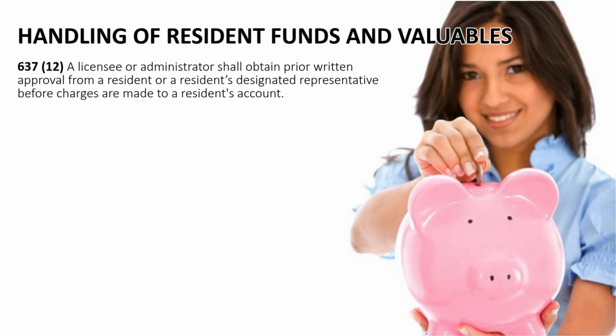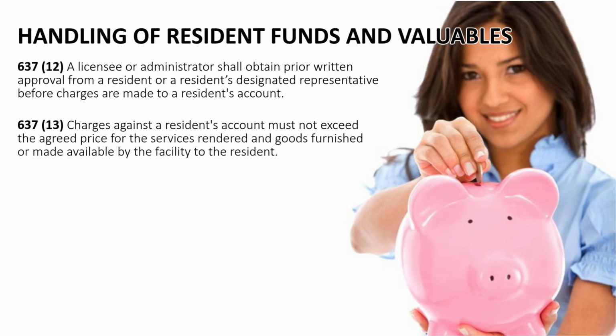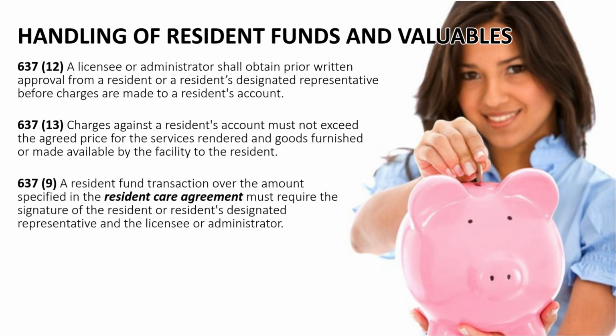A licensee or administrator shall obtain prior written approval from a resident or a resident's designated representative before charges are made to a resident's account. Charges against a resident's account must not exceed the agreed price for the services rendered and goods furnished or made available by the facility to the resident. A resident fund transaction over the amount specified in the resident care agreement must require the signature of the resident or resident's designated representative and the licensee or administrator.